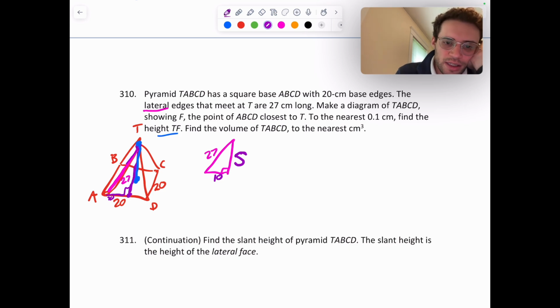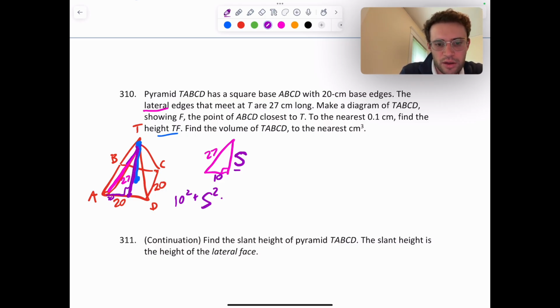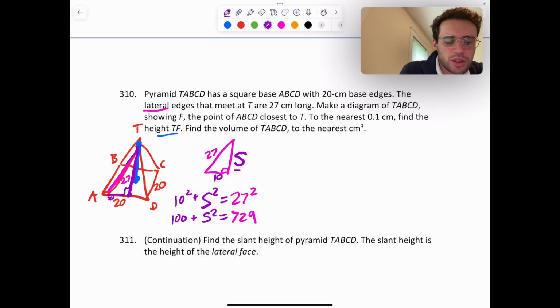And that would give us 10 squared plus this, again, slant height. So it's this side right here, squared, is equal to 27 squared, the hypotenuse squared. Now we know 10 squared is 100, plus s squared equals 27 squared, which is 729. So we could subtract 100 from both sides and we get that s squared is equal to 629.